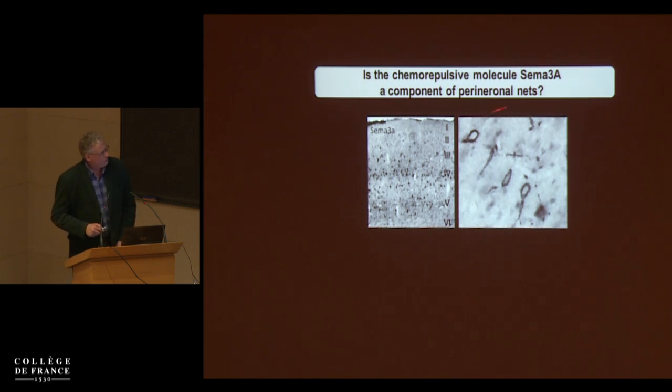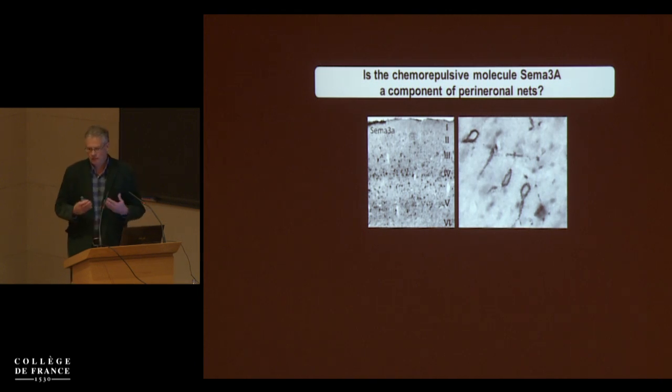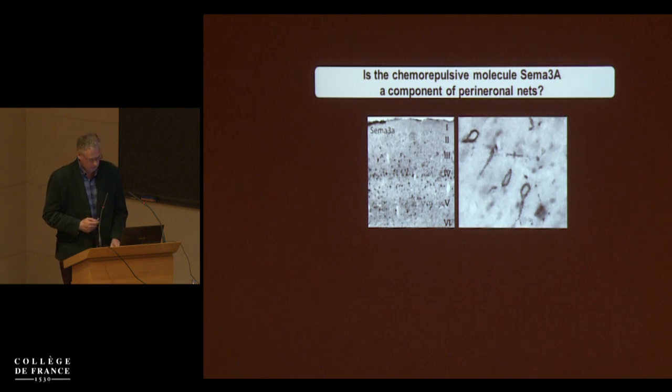And when we saw this pattern of staining, I emailed this picture to James, asking him, do you think that this could be semaphorin in perineuronal nets? And he said, well, that's absolutely possible. It was quite unexpected that we found this.